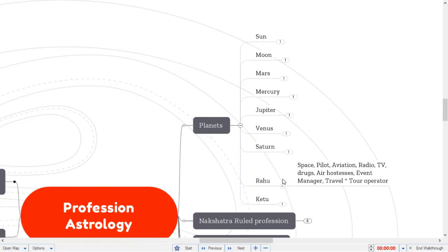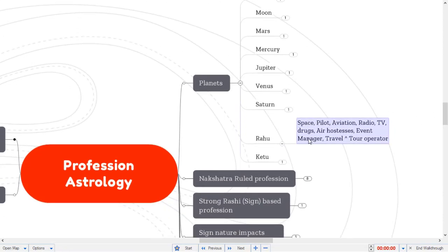and tour operators. If you think, these are all the new stream of jobs, they did not exist at the time when the Vedas were written. So this is what I was talking about, the new research that has to be added, and these things have been added by Sri K. and Rao sir, about what Rahu really signifies.